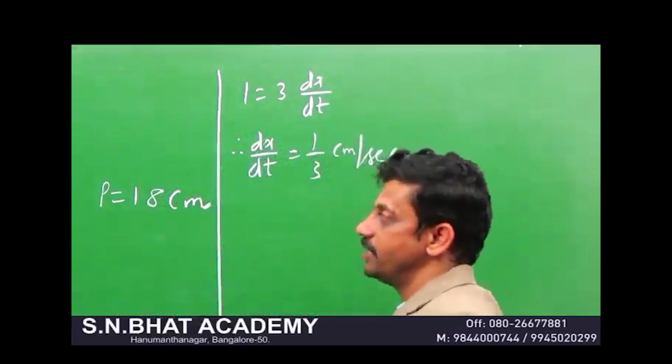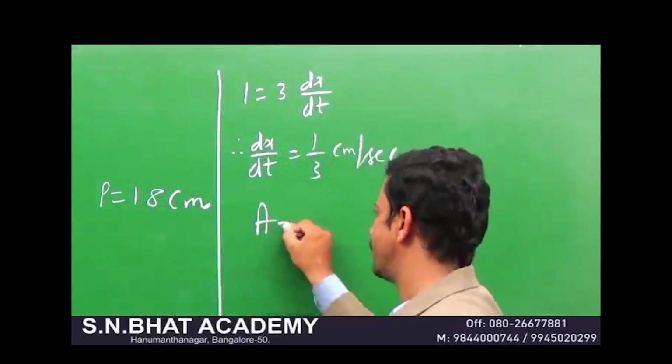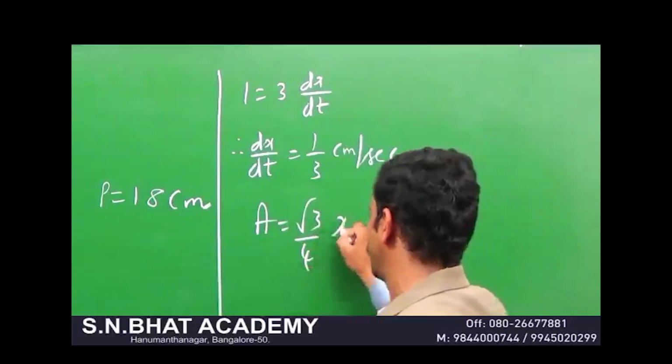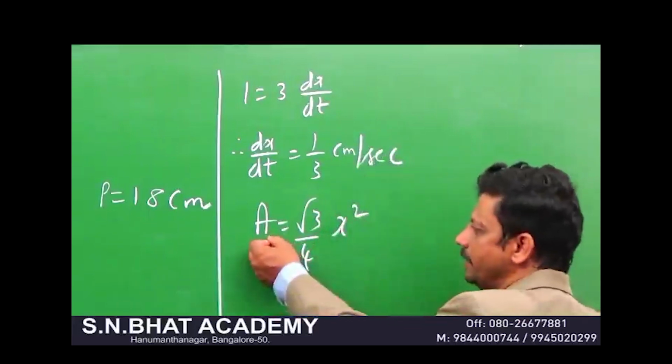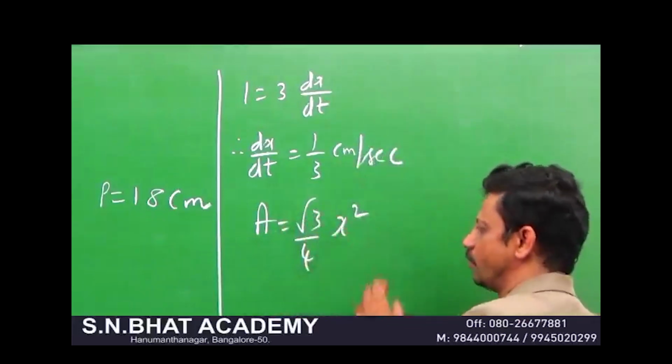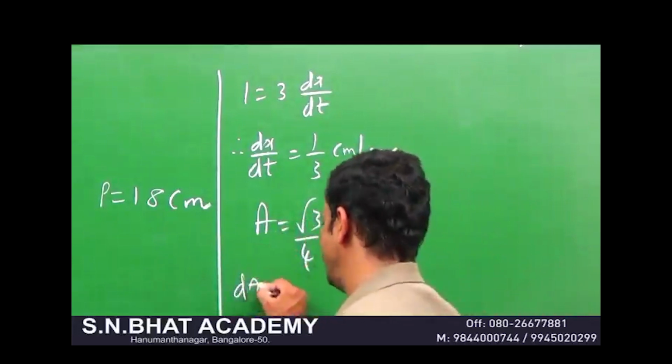But we have to determine the rate of change of area of an equilateral triangle. Area is given by root 3 by 4 x square. Remember this very important formula. Area of an equilateral triangle is root 3 by 4 x square. Now we have to find dA by dt.